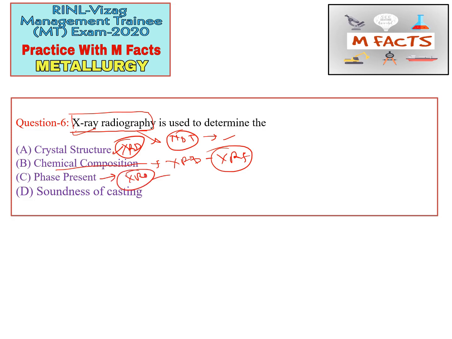The last option is soundness of casting. Soundness of casting can be determined by using the radiography technique, which is basically an NDT technique. So for measuring the soundness of casting, we use the NDT technique, that is X-ray radiography. So the correct option for this question is D part, that is soundness of casting.